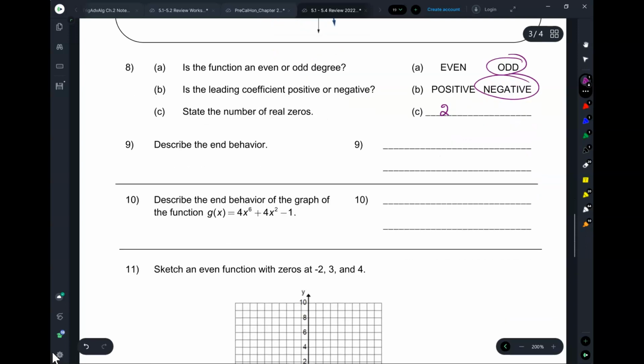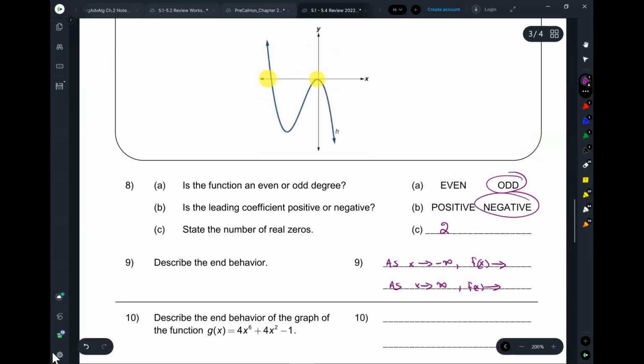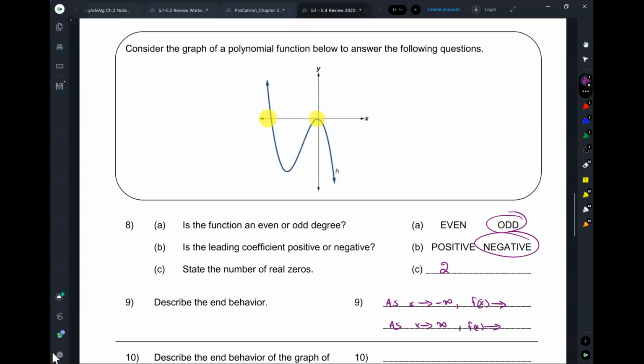Thank you. So, describe the end behavior. As x approaches negative infinity, this is the template. Most of you are okay with this. I don't think I have any issues actually. So, as x approaches negative infinity, f of x approaches where? Positive infinity. And then here, once we've established that this is an odd degree, all you need to do is figure out one of them and you know the other one has to be the opposite infinity. Yes? Okay.